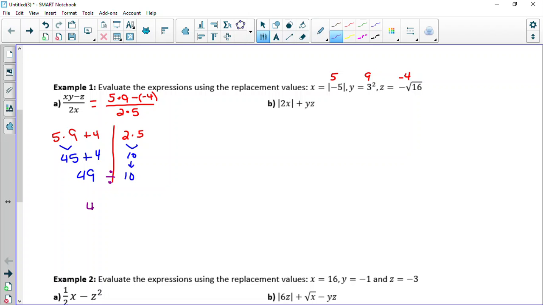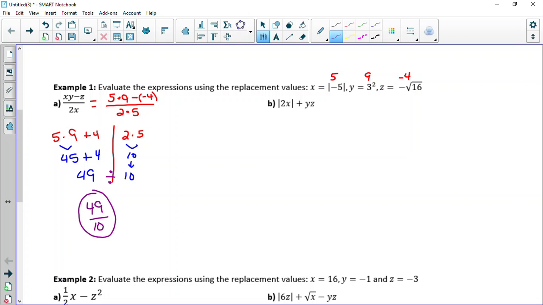So I'm going to do 49 over 10. And then I can check to see if that can be simplified. So is there anything that can divide into 49 and into 10? I don't think there is. So, that one is complete. As you move into algebra, it's very rare that you'll actually use decimals as an answer. So the majority of the time, we leave our answers as a fraction.